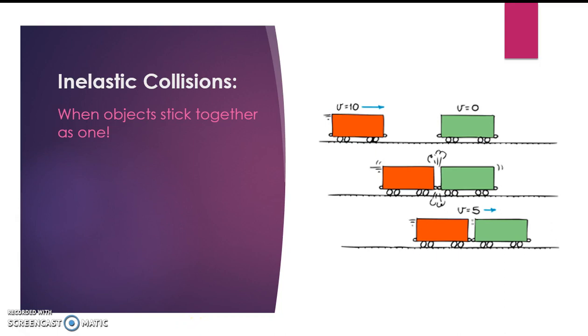Ooh, important new vocabulary word. An inelastic collision is when objects stick together as one. We're going to call this best case scenario a perfectly inelastic collision. One goes bonk, the other goes bonk, and now they're coupled together and move off as one. Take a look at this inelastic collision from your book.